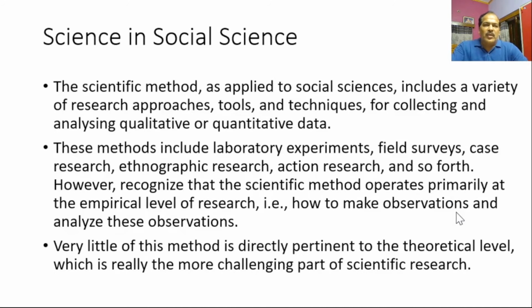Further, what is the role of the scientific method in the social science researches? The scientific method, as applied to the social sciences, includes a variety of the research approaches, tools, and techniques for collecting and analyzing qualitative and the quantitative data. These methods include the lab experiments, case study method, ethnographic method, action research, and so forth.